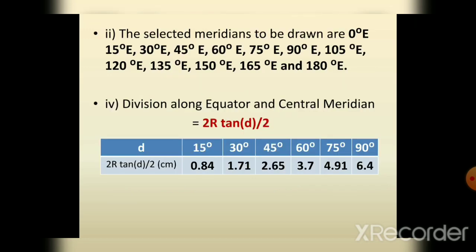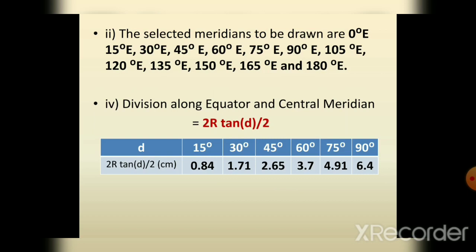And what are the meridians to be drawn for 15-degree intervals for the whole of the eastern hemisphere? Those are 0 degree, 15 degree east, 30 degree east, 45 degree east, 60 degree east, 75 degree east, 90 degree east. Just remember that this 90 degree east would be the central meridian, and after that it would be 105 degree east, 120 degree east, 135 degree east, 150 degree east, 165 degree east, and 180 degree east or west, whatever it is.